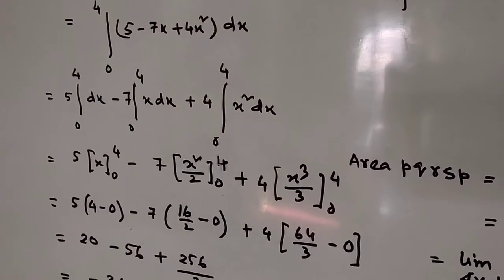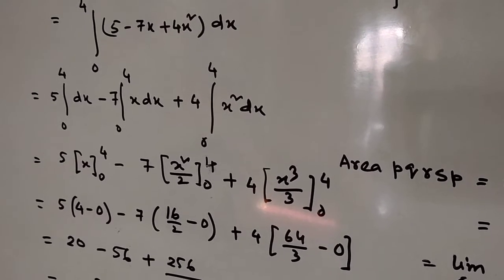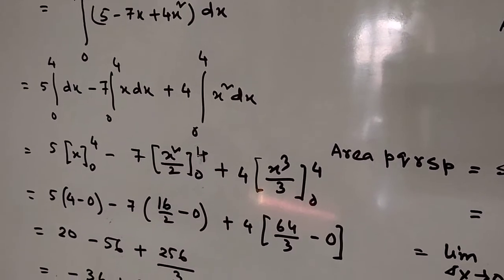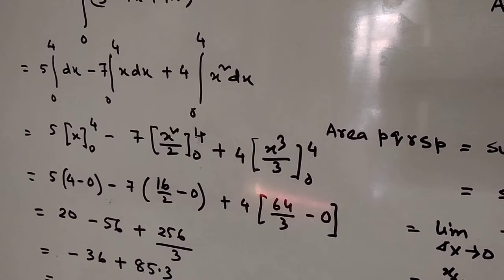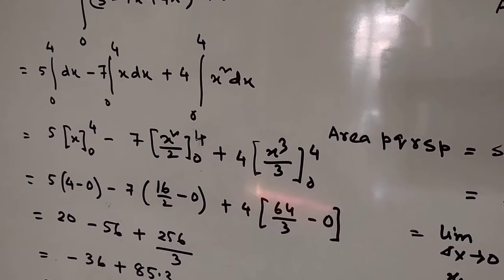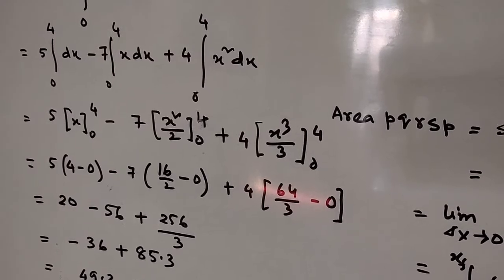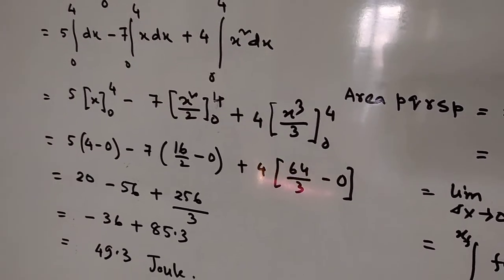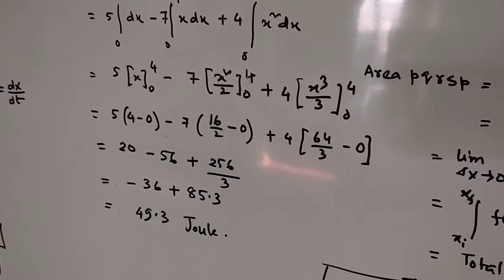5 times (4 minus 0), minus 7 times (4 square is 16, by 2, minus 0), plus 4 times (64 by 3 minus 0). So 20 minus 56 plus 256 by 3. So minus 36, and this is 85.3. So it comes out to 49.3 joule.